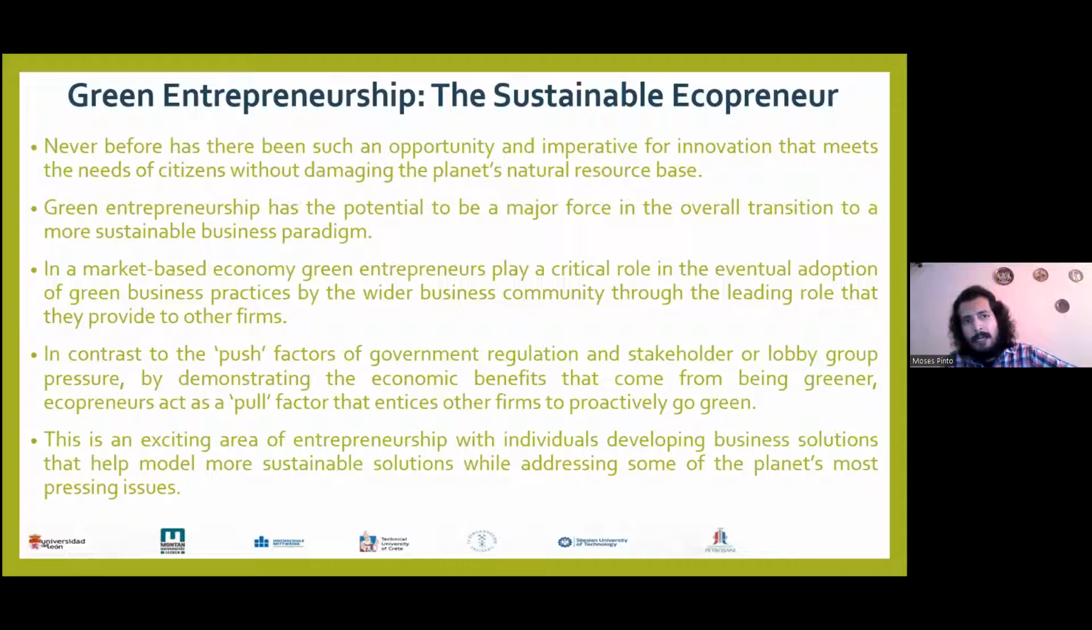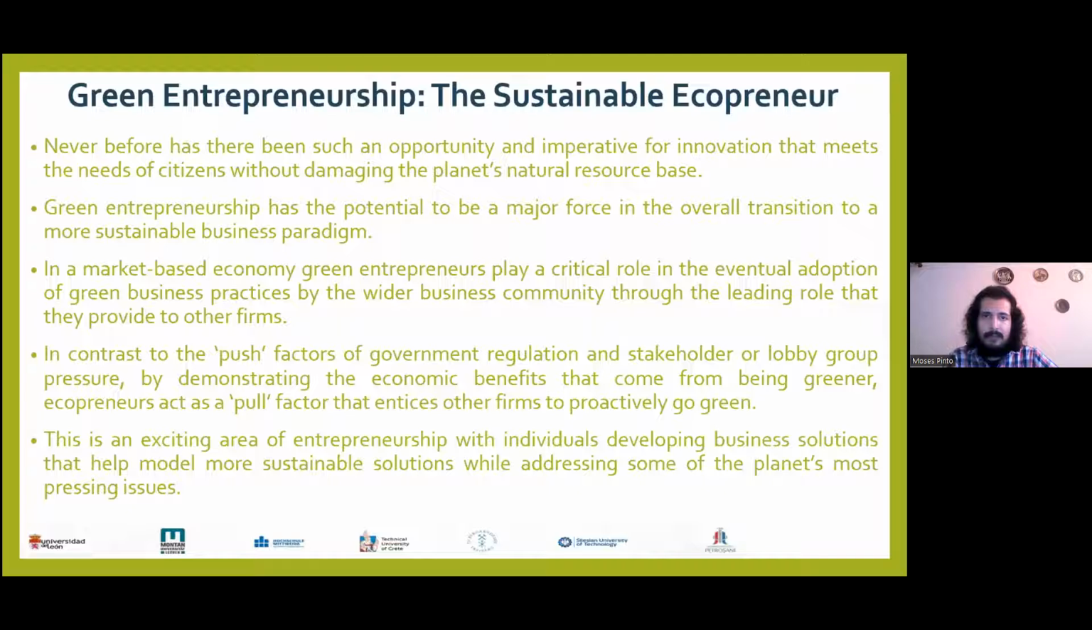Now let's look at a more upcoming theme in entrepreneurship, and that is the green entrepreneur or the sustainable ecopreneur. Never before has there been such an opportunity and an imperative for innovation that meets the needs of citizens without damaging the planet's natural resource base. You must have heard this definition, which is very similar to the definition of sustainability.